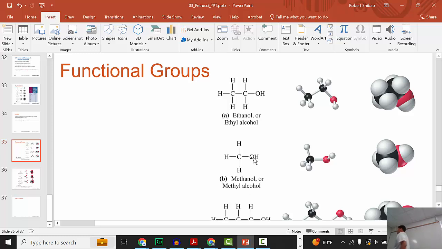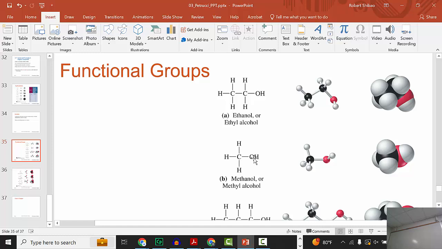So how many carbons in this chain? 2. And then I see an OH. An OH is an alcohol. And when I see an alcohol, what I'm going to do is take the chain name, eth, and then I'm going to modify it, ane. Ane means there are no double bonds. They're all carbon-carbon single bonds in this chain. And the ol means it's an alcohol. So this is called ethanol or ethyl alcohol.